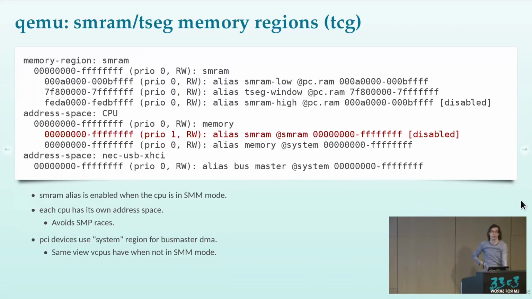We also have to care about PCI devices, and PCI devices get for busmaster DMA just a normal system view, which is basically the same as the CPU sees if it's not in system management mode. So you can't use your network card or a hard drive to access this memory indirectly.